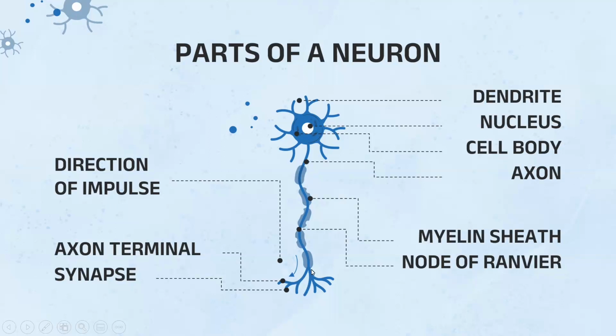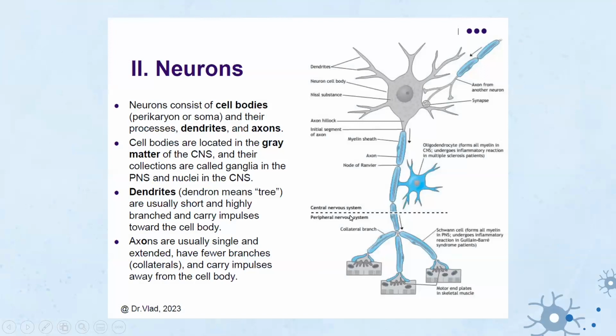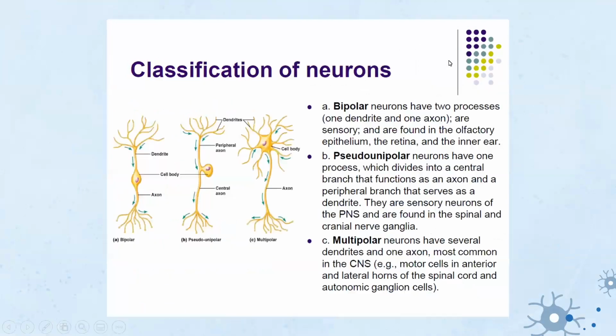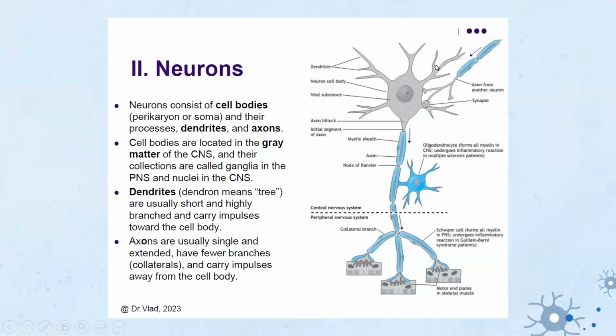Okay, so again, this is the doctor's slides. It just says the same thing. Neurons consist of cell bodies. These are the cell bodies. This whole thing is the cell body, and their processes, dendrites and axons. So neurons have the cell bodies, and there are two processes in a neuron. Dendrites are one process, and the axons are the other process.